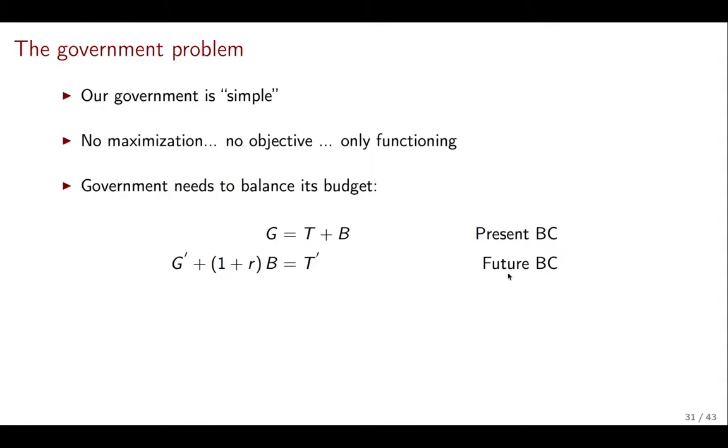In the second period, the future budget constraint, we're going to have as income the income from future taxes. We're going to have to finance future government expenditure, and we have to repay that debt, this B.